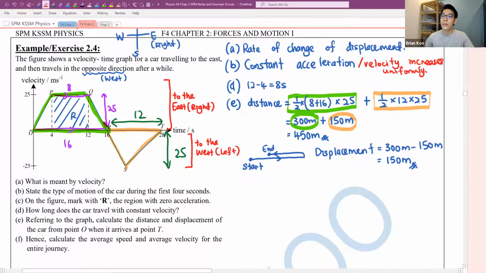So the moment you see that it goes down like that, that means it starts to go in the opposite direction already. If you don't understand this displacement one, why I minus, please let me know.